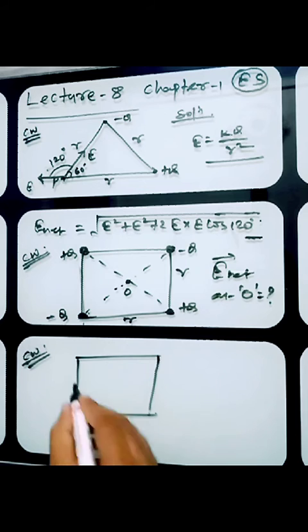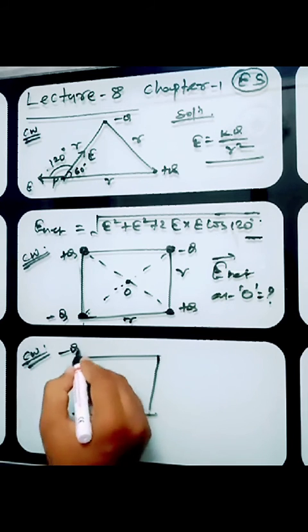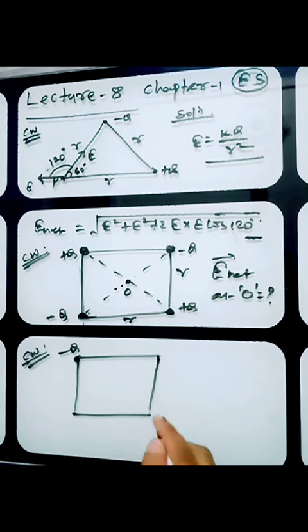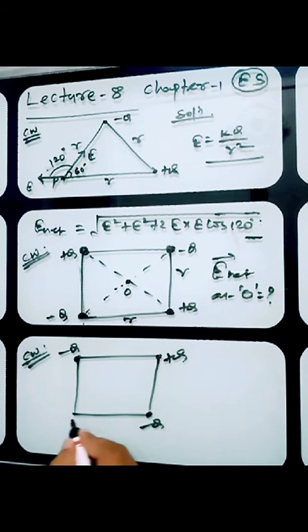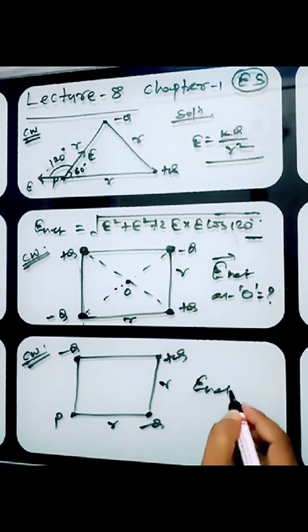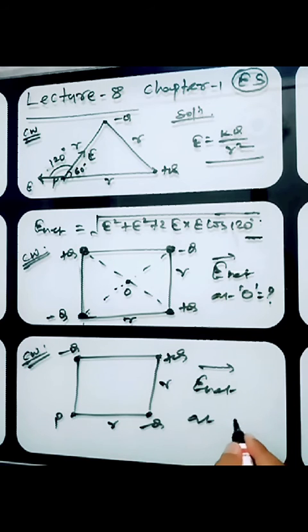Again, this is the square, minus q, plus q, r distance, square. This is the observation point. You have to again find the net field at P.